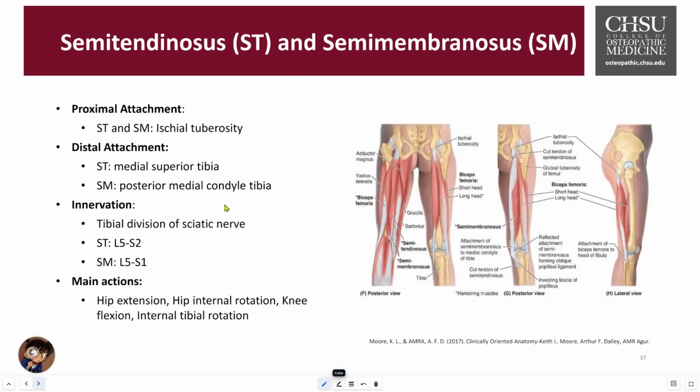Then we have the ST and SM, semitendinosus and semimembranosus. The proximal attachment of the ST-SM is going to be your ischiotuberosity. The semitendinosus medial distal attachment is going to be superior tibia, and then the semimembranosus is the posterior medial condyle of the tibia. This forms your hamstrings. The key innervation is that it comes from the tibial division of the sciatic nerve. Specifically, the semitendinosus is L5, S1, S2, and semimembranosus is L5 to S1. Main functions here include hip extension, hip internal rotation, slight knee flexion, and also internal tibial rotation.